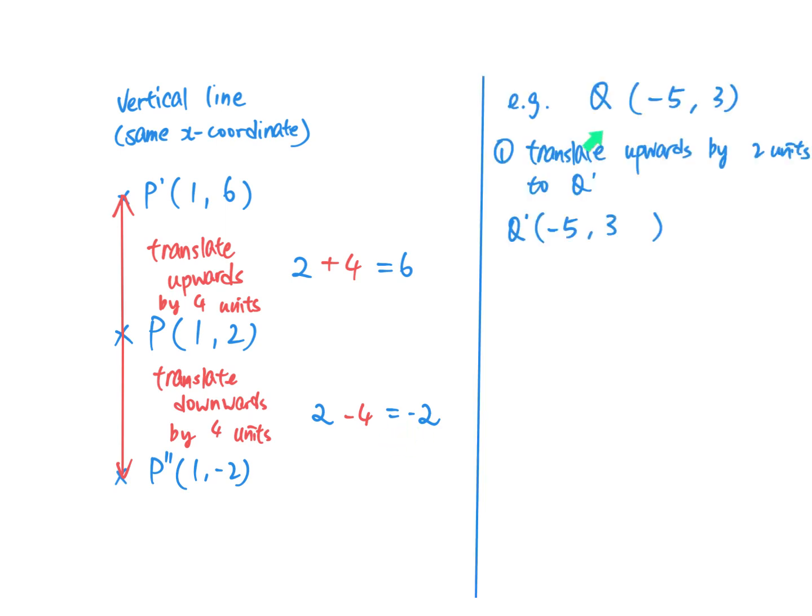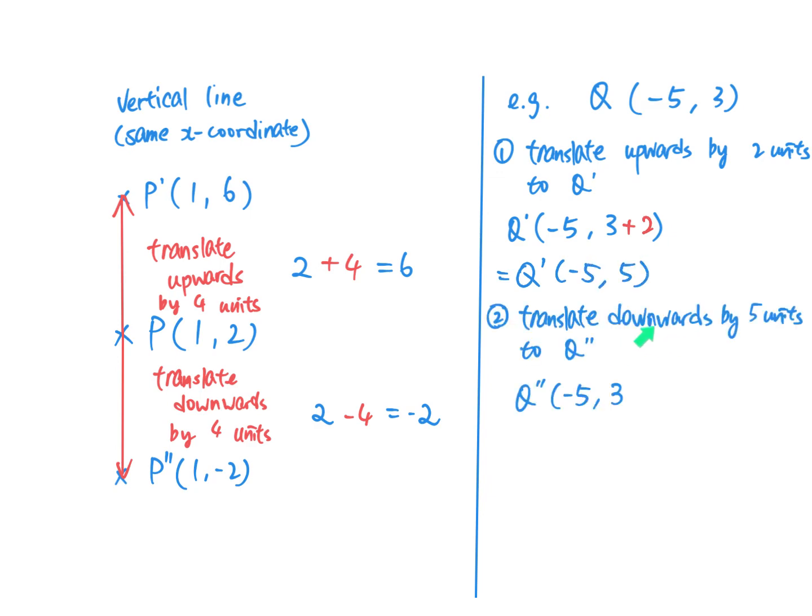Now, for an example, Q is at (-5, 3), which is going to be translated upwards by 2 units to Q prime. First of all, it is a vertical line, no change for the x coordinate, so it is still -5. And then when it goes upward, just remember it is an addition of 2. So at the end, Q prime will be (-5, 5).